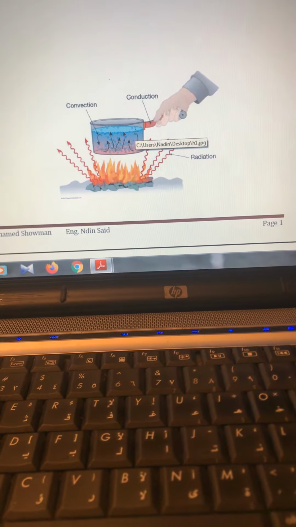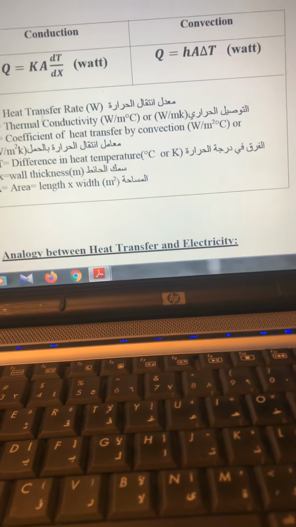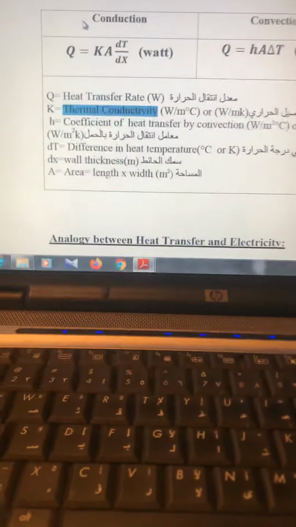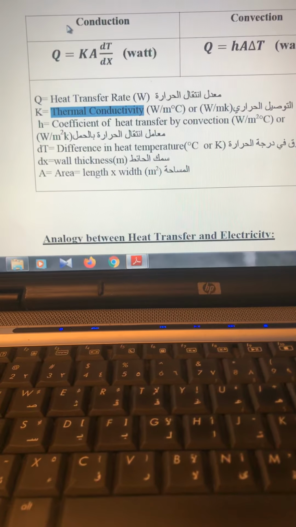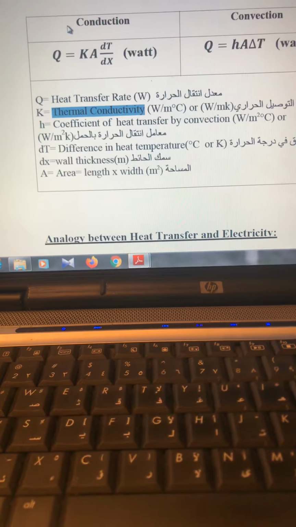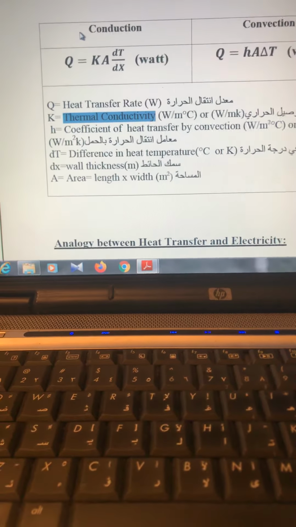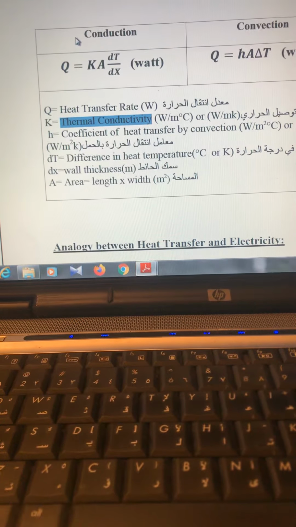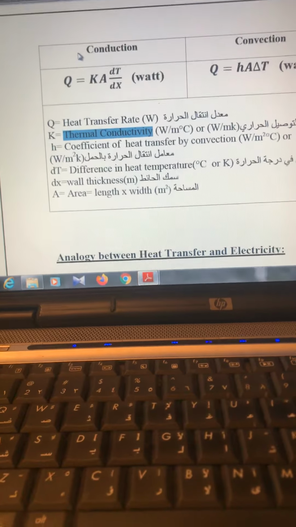So what are the parameters that affect the transfer of heat? The first parameter will be the thermal conductivity. In case of conduction, the thermal conductivity depends on the material of the substance. If it's stainless steel, fiberglass, brick, copper, this is the thermal conductivity, specific to the metal. Okay? Another thing that will affect is the area. And also the thickness of the wall. If it's 5 centimeter, 2 centimeter, 0.5, this will affect the flow of the heat.